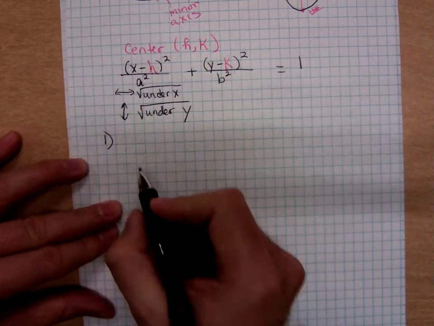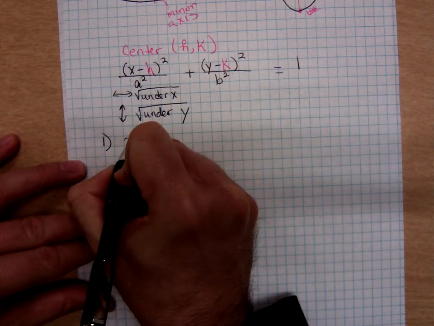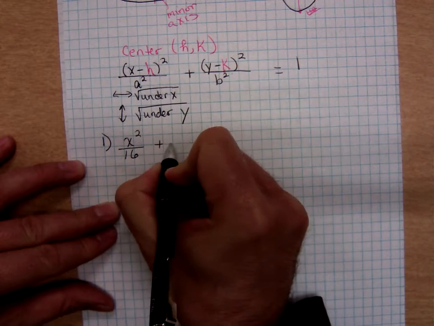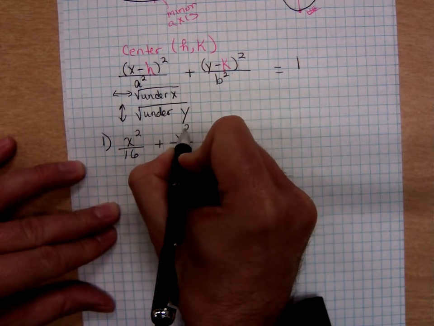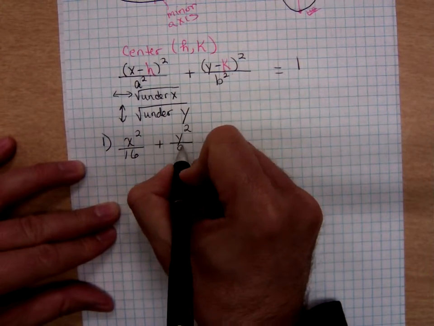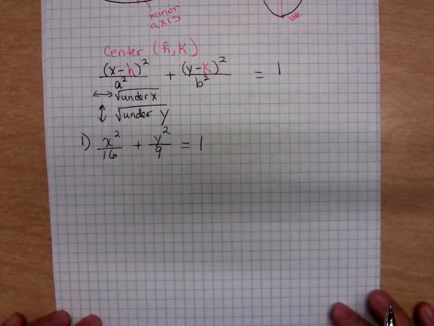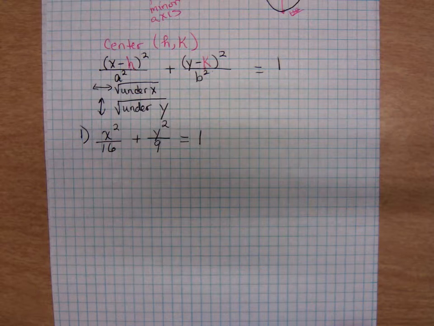Let me write it down. x squared over 16 plus y squared over 9 equals 1. So this is problem number 1 in our homework.